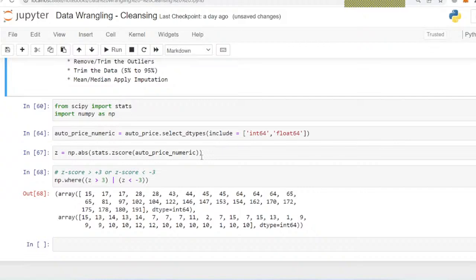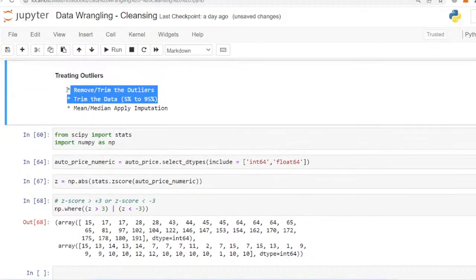Just now I explained 5% or 95%. This is not strictly what you have to take. These two parts are subject to the data set. Please pay attention. These two sections I have already explained. This is subject to the data set. It depends on how much data you are losing.